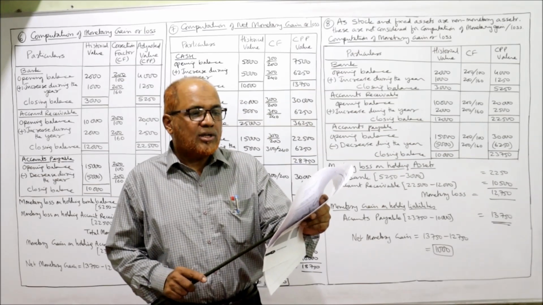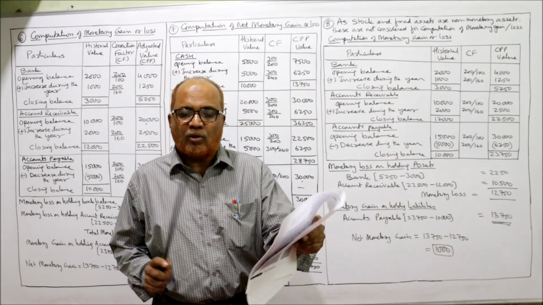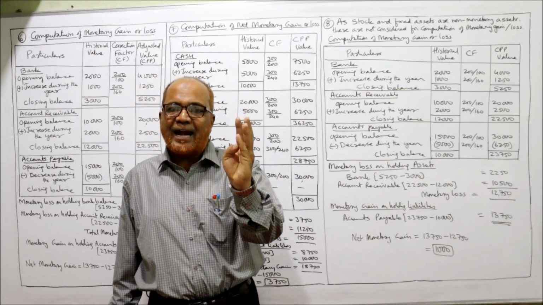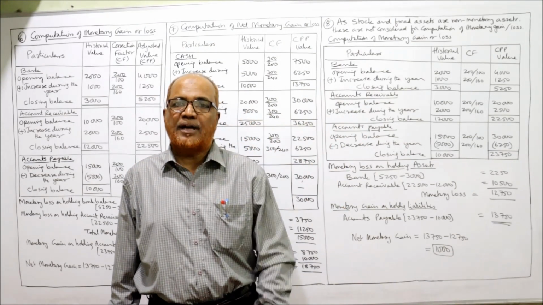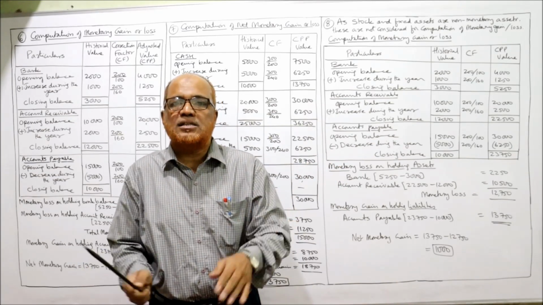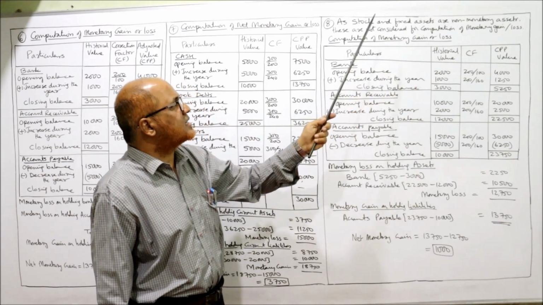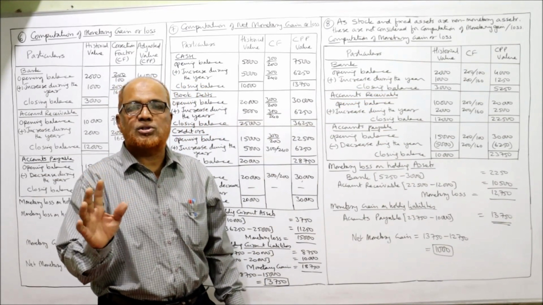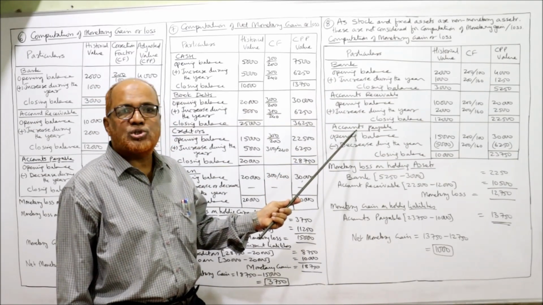That is a new point. General price index opening 100, closing 200, average 160. So what is the new point in this problem? The new point is we are given stock and fixed assets. These two items are considered non-monetary items. So these non-monetary items should not be considered. So here I have written, as stock and fixed assets are non-monetary assets, these are not considered for computing monetary gain or monetary loss. Only three items we consider, that is bank balance, account receivable and accounts payable.